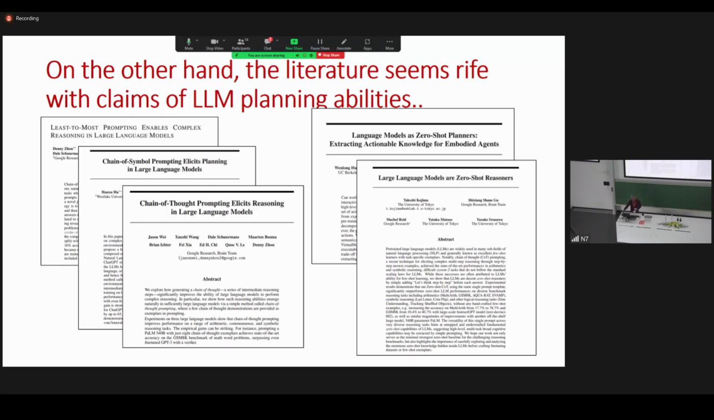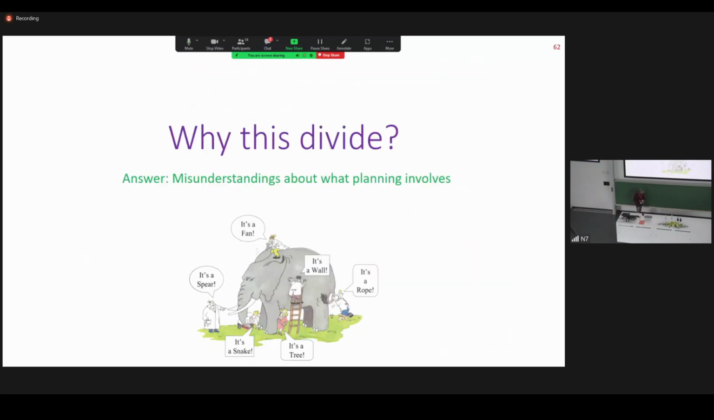Language models are zero-shot planners, extracting actionable knowledge. Language models are zero-shot reasoners. And there are more and more of these things. So there are lots and lots of papers. And they're published in well-refereed conferences. The refereeing is done by people like you. What can I do? Right? It depends on if you haven't heard about planning, then you think what they're doing is probably planning, right? So why this divide?